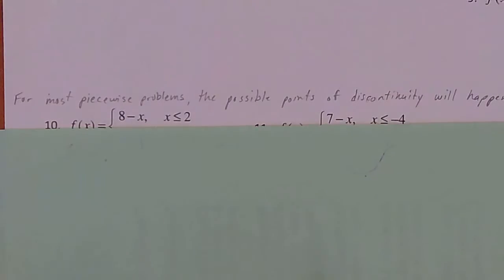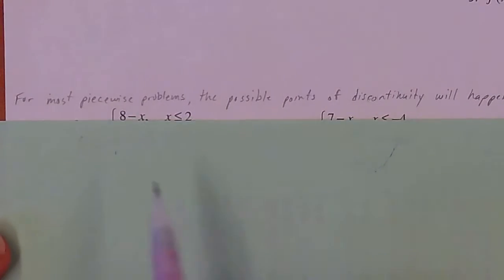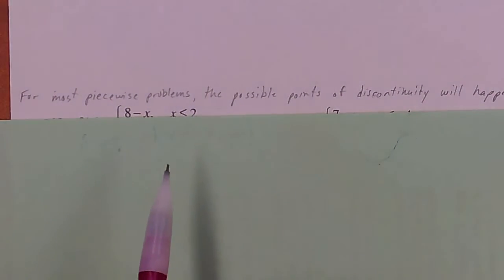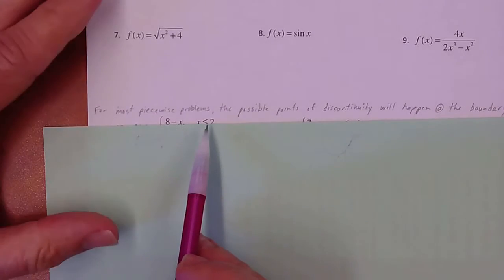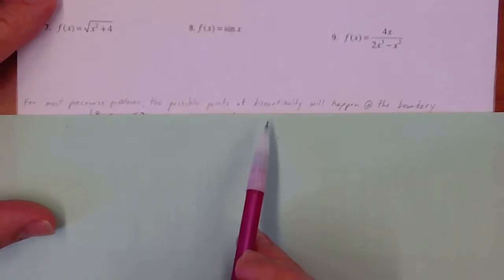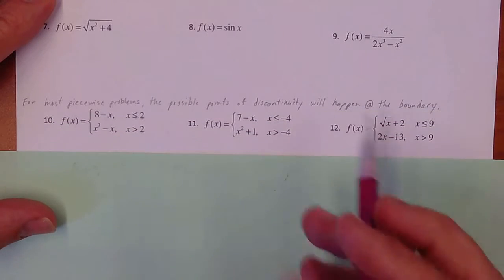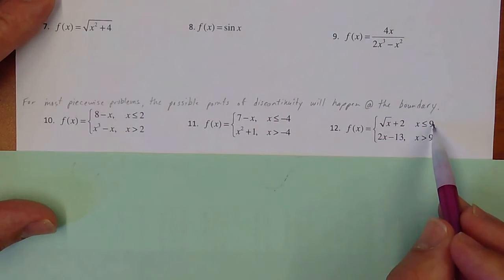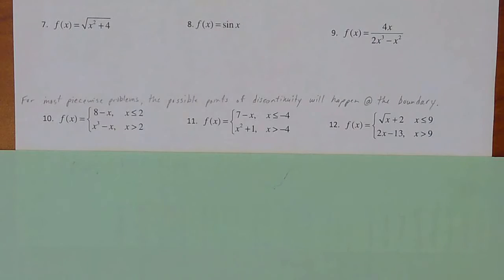All right, I'll finish with a piecewise graph. Most of this can be done in the graphing calculator. So you can pause this at home too while you're writing this down. For most piecewise problems, the possible points of discontinuity will happen at the boundary, like the negative 4, the 2, and the 9 for these problems. Go ahead and write that down.